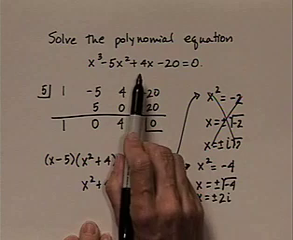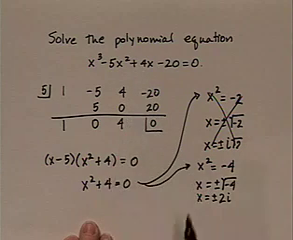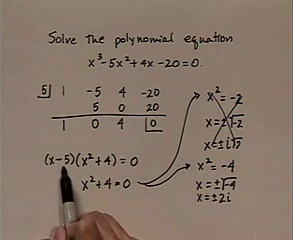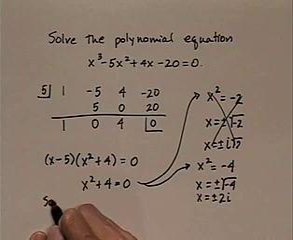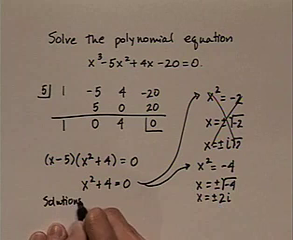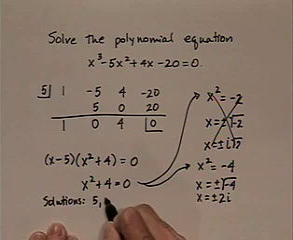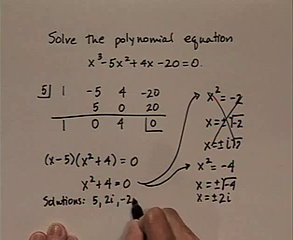The three solutions to this polynomial equation then are 5, 2i, and negative 2i. The solutions are 5, 2i, and negative 2i.